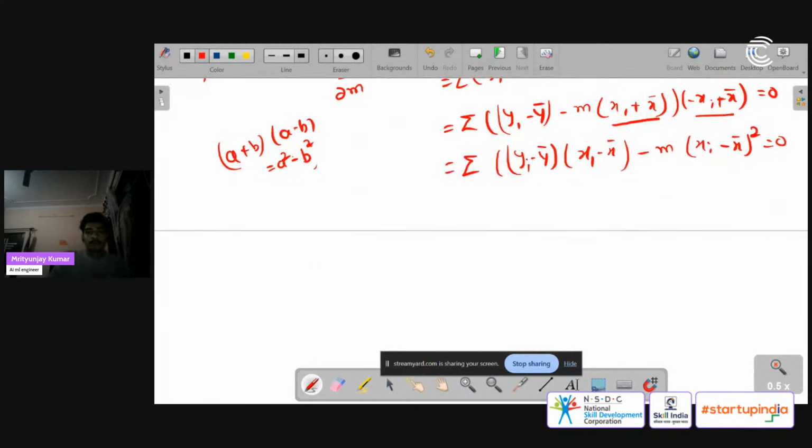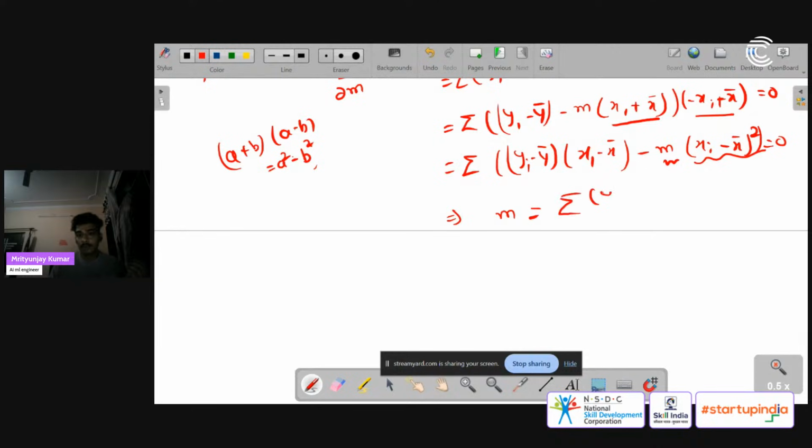So now our target is to make m separate. This whole function is in summation form, so we are just going to take m as common. This is minus, right? So I have sent this one to the right side, and this whole part from this side is going to go to the left side.